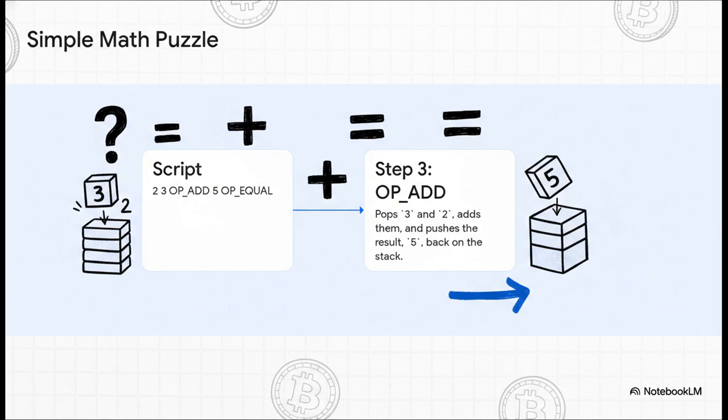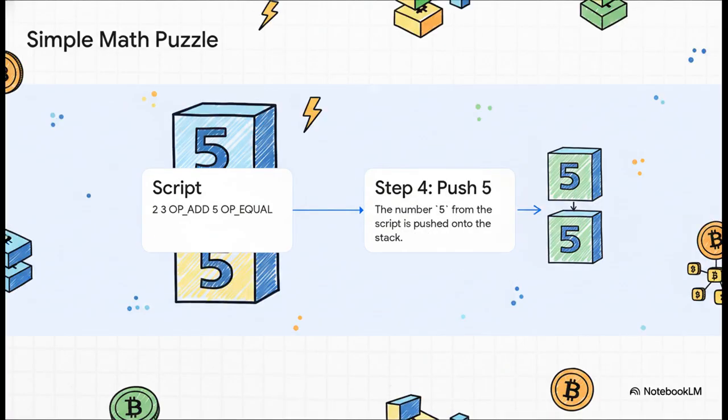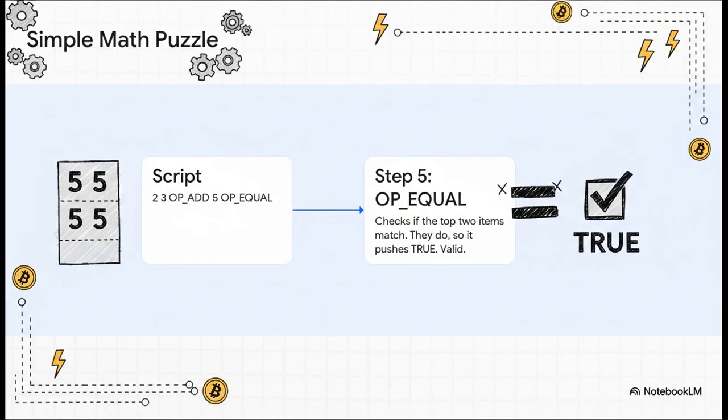What it does is it pops the top 2 items off the stack, that's the 3 and the 2. It adds them together to get 5, and then it pushes that single result, 5, back onto the stack. All right, moving right along to the next item in our script, the number 5. The network just pushes this onto the stack, right on top of that other 5 we just calculated. And now, for the grand finale, the OP_EQUAL operator. It pops the top 2 items, it compares them, and since they're both 5, it pushes the value true onto the stack. A final result of true means, hey, puzzle solved, the transaction is valid.